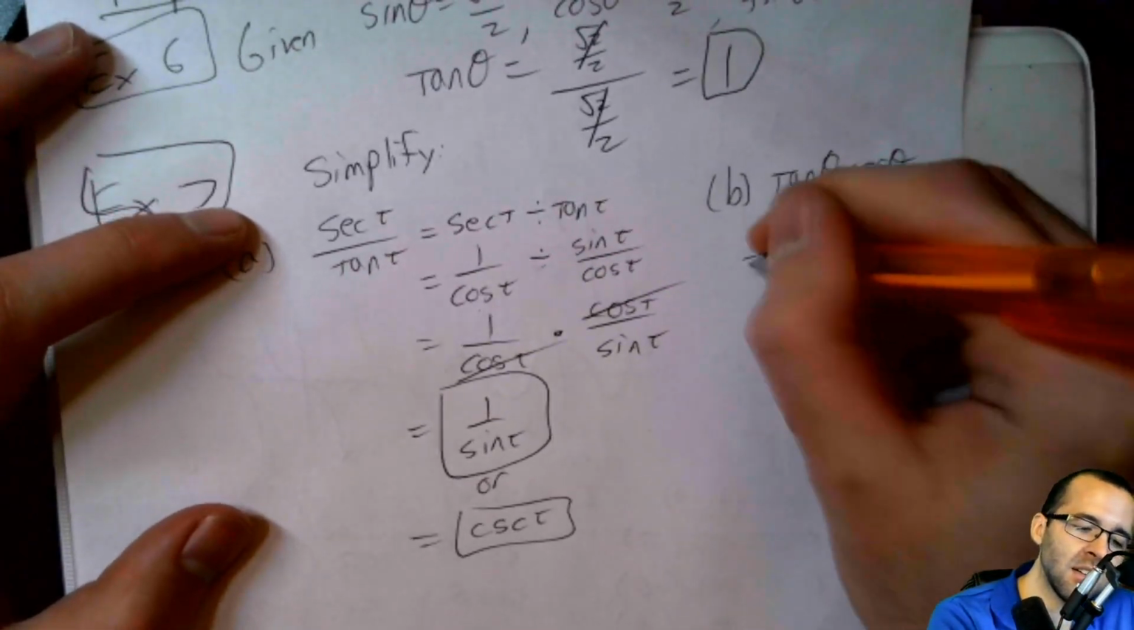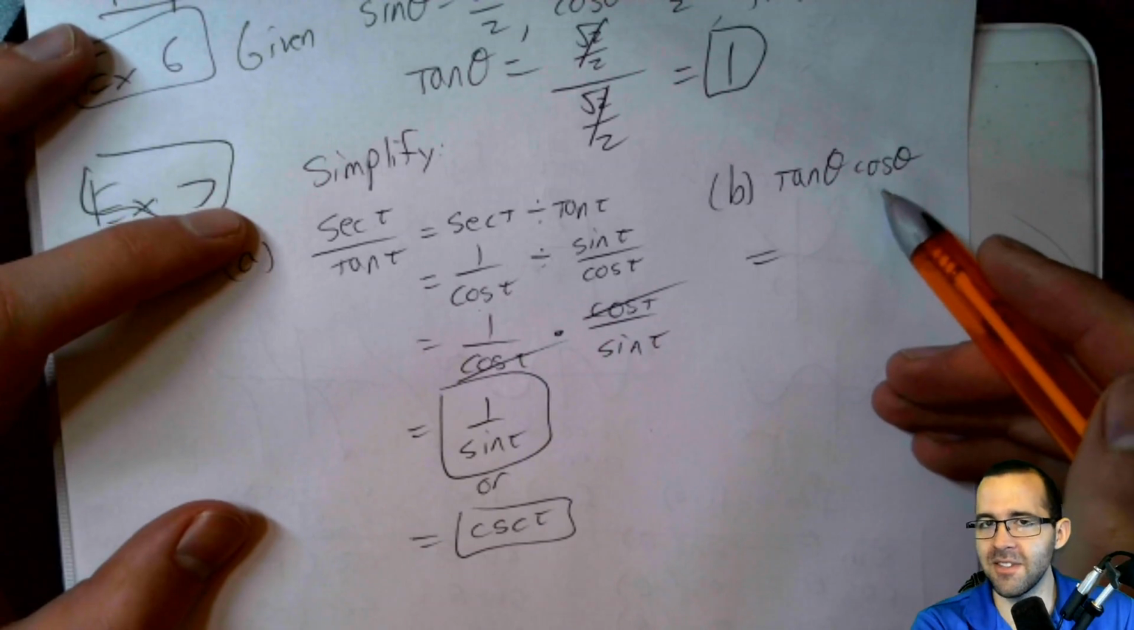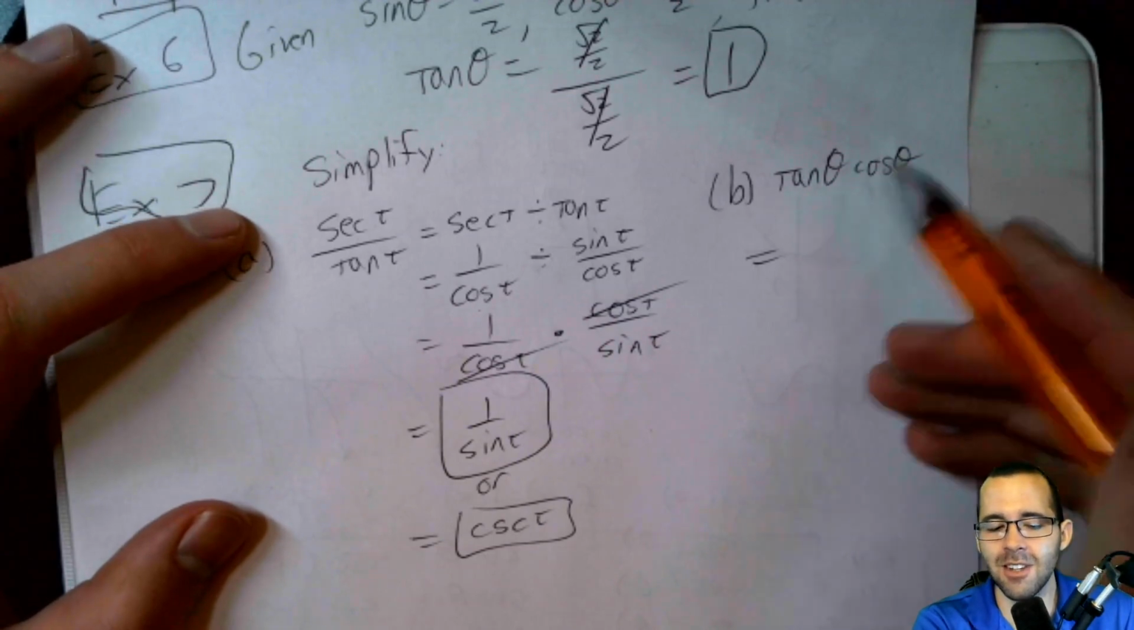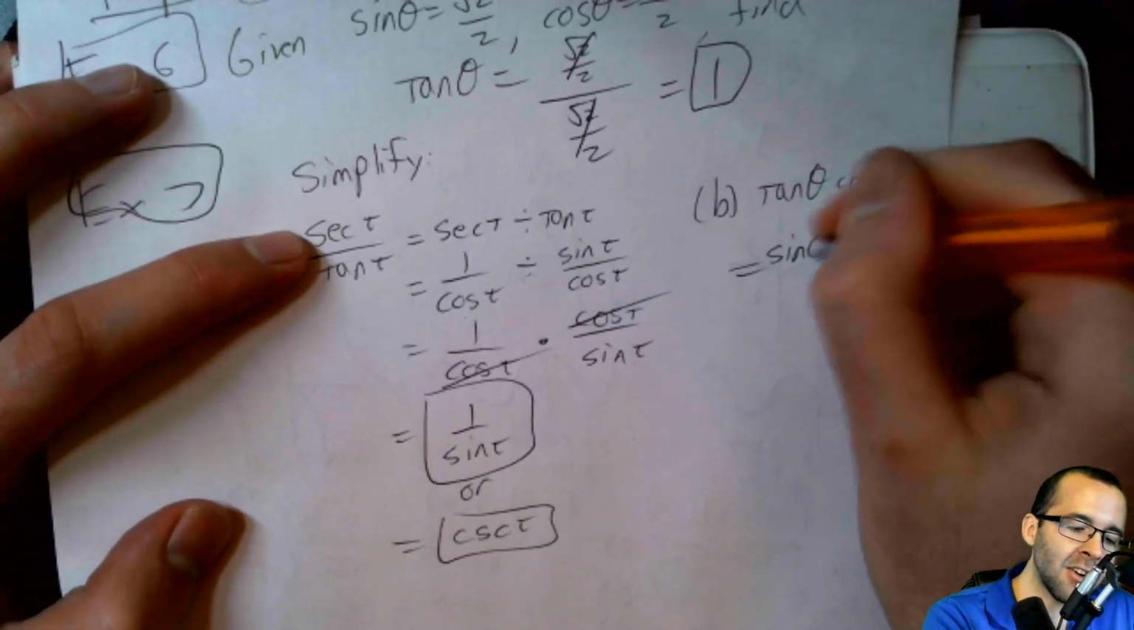Part B is even easier. Cosine is already in terms of sine and cosine, and tangent's just sine over cosine. So tangent's sine theta over cosine theta.